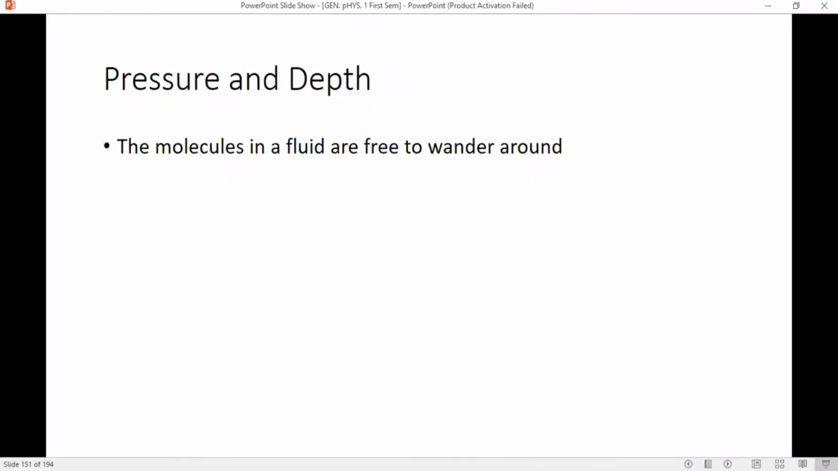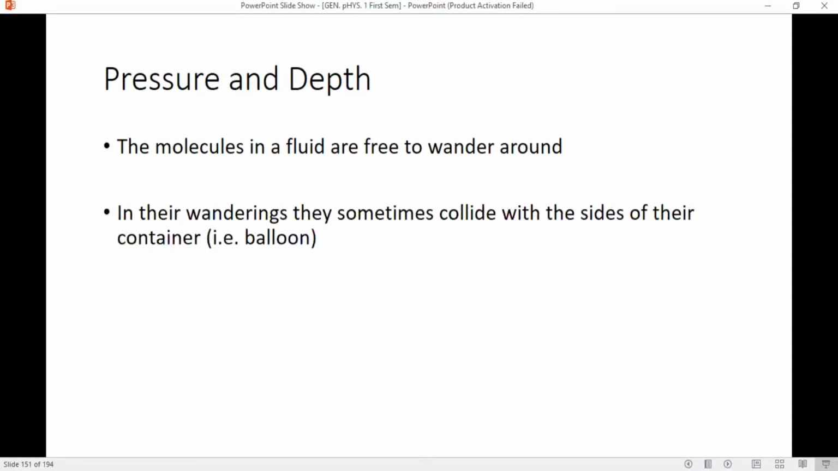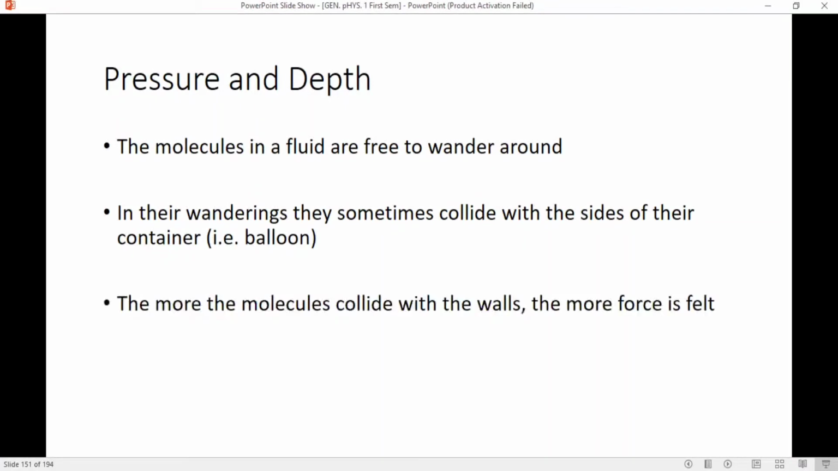We all know that the molecules in a fluid are free to wander around. So, if you can still remember the phases of matter, solid, liquid, and gas, every molecule of these phases is free to wander around. In their wanderings, they sometimes collide with the sides of their container. As the molecules of fluid wander, they sometimes collide with the side of their container, kung ano man yung container na kinalalagyan nitong fluid.